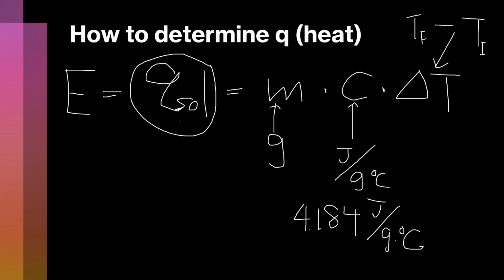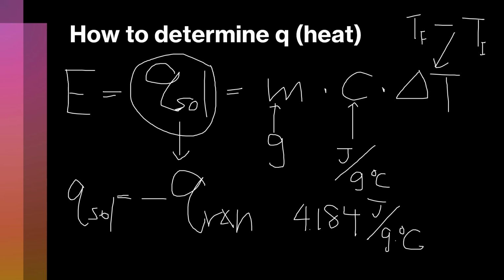So once you have your heat of solution, you can determine the heat of a reaction by using heat of solution equals the negative of heat of reaction. So as we remember, any energy that is absorbed by the solution is given from the reaction, or vice versa. And once we determine the heat of reaction, we can move on to determine the enthalpy.